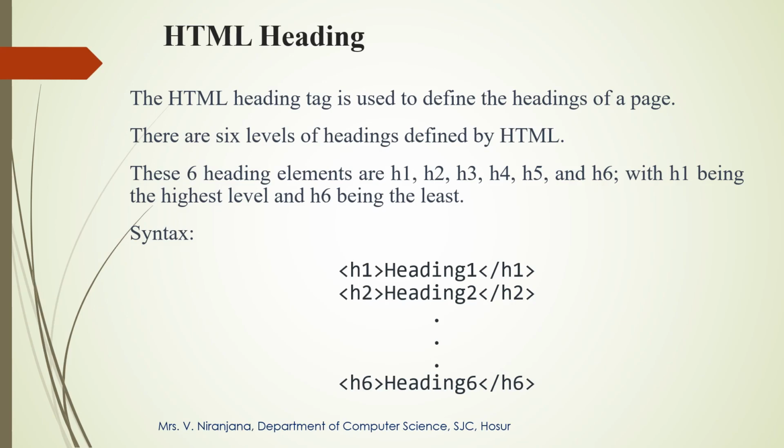The HTML heading tag is used to define the headings of a page. There are 6 levels of headings defined by HTML. The 6 heading elements are H1, H2, H3, H4, H5, and H6, with H1 being the highest level and H6 being the least. H1 is used for the main heading, H2 is used for subheadings, and so on. H6 for the small headings.